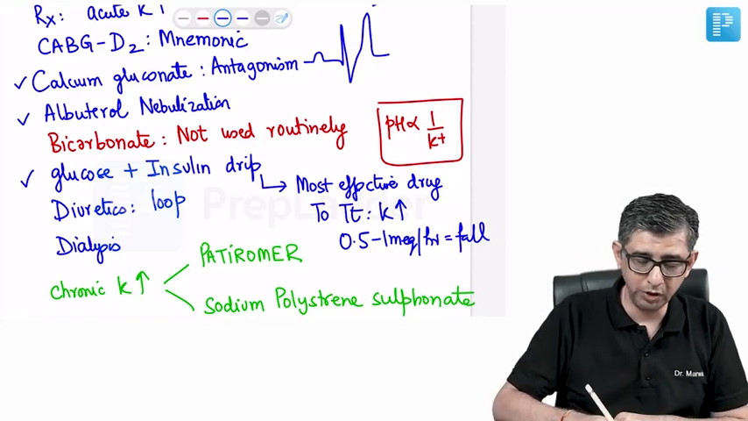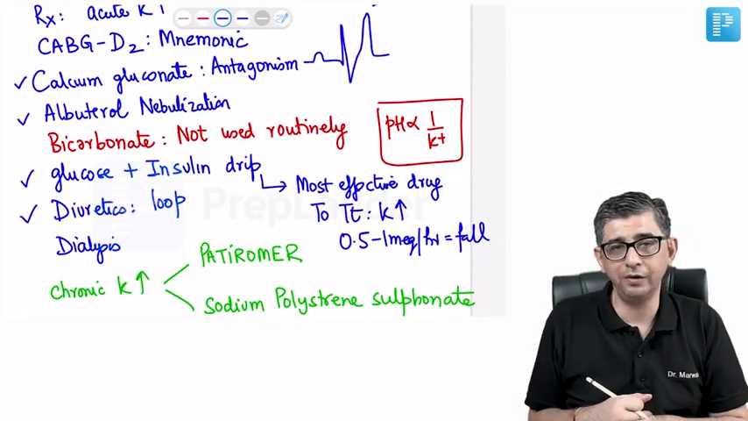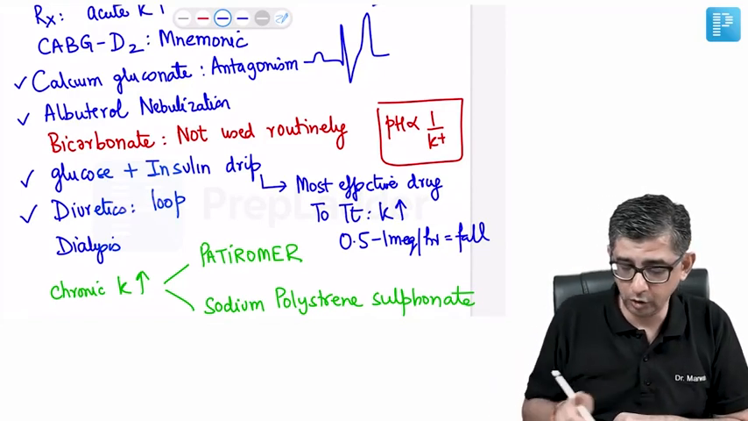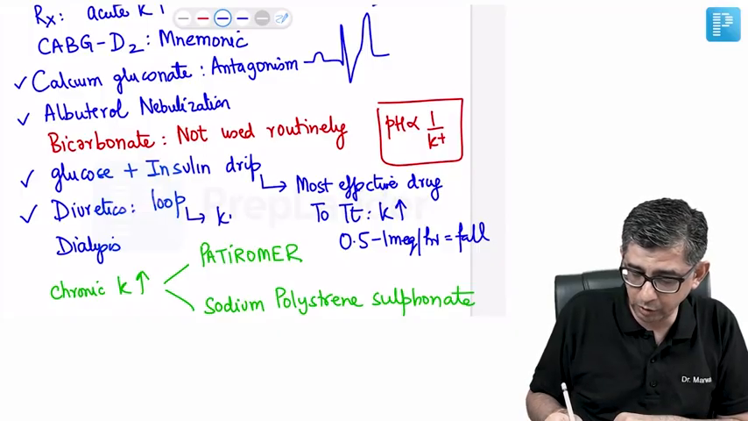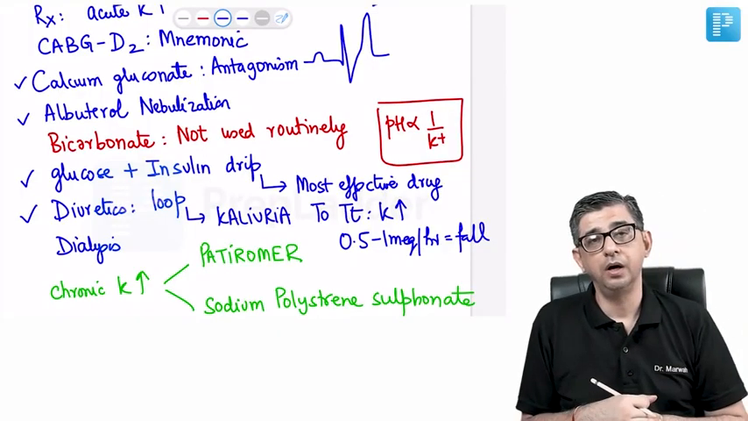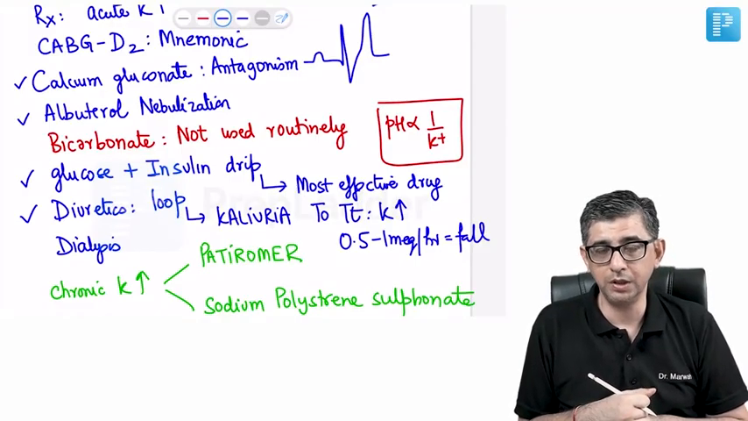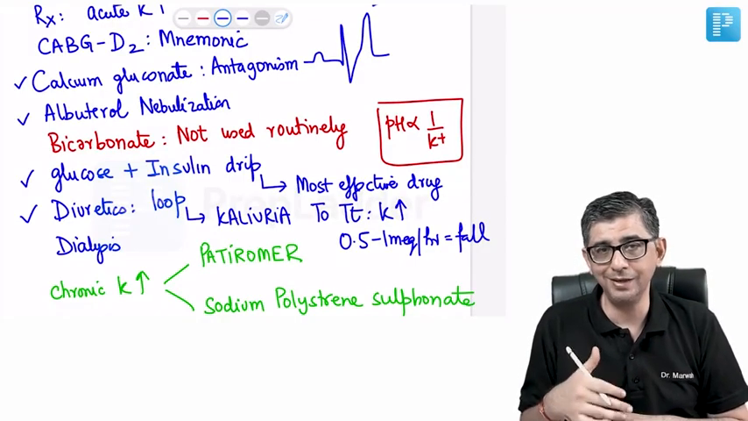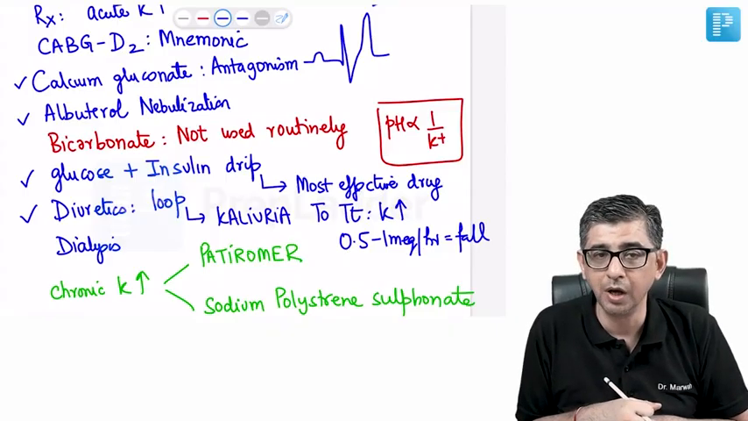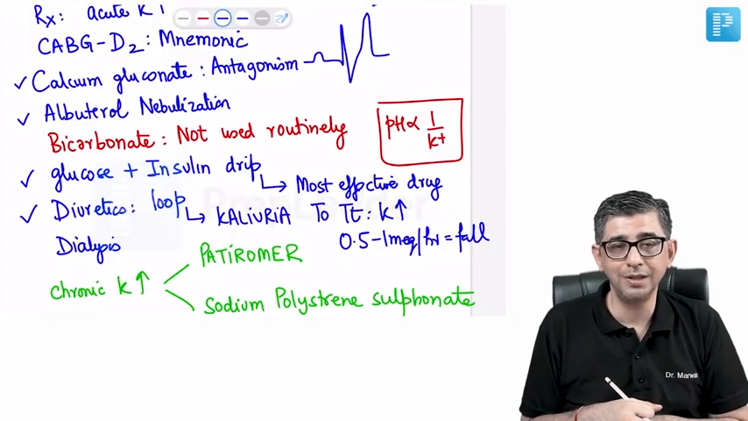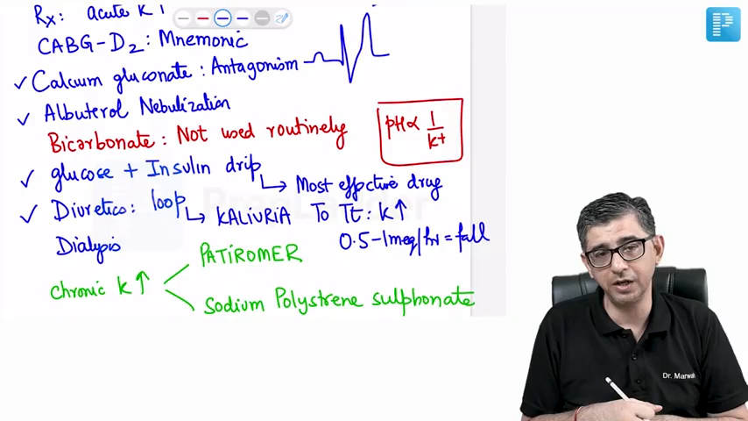Then I can also be using diuretics like loop diuretics. Lasix can be used. And the objective of using Lasix will be causing polyuria, that is urinary loss of potassium. You can understand that in insulin drip, I was causing a redistribution. It was going inside the cells, so I was causing a redistribution. But in diuretics, I'm causing a loss. It's a urinary loss of potassium.